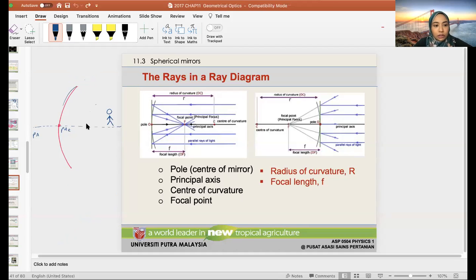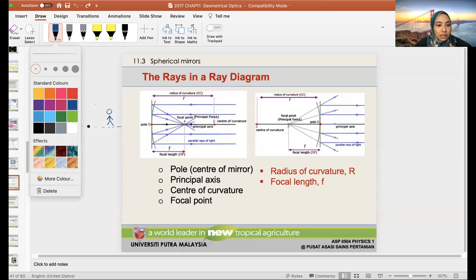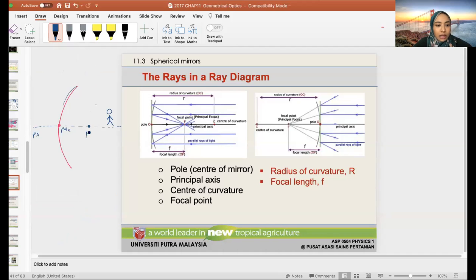So the concave focal point is in the same area as the object because it's real. So that is F. If F is this much, 2 F's will give me C or R. Okay, so that is your C: focal point, central curvature, C. Okay, so we have drawn the structure for a concave.